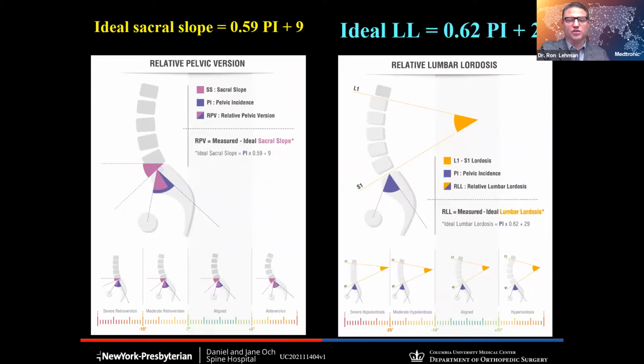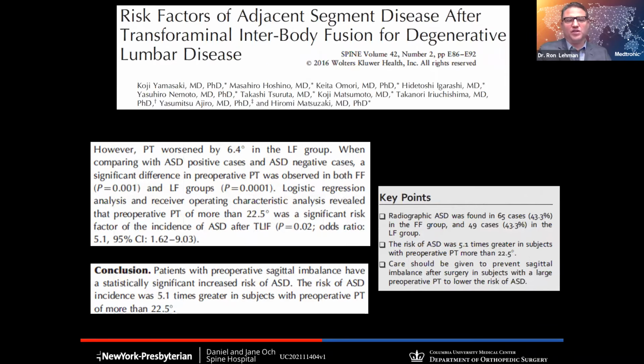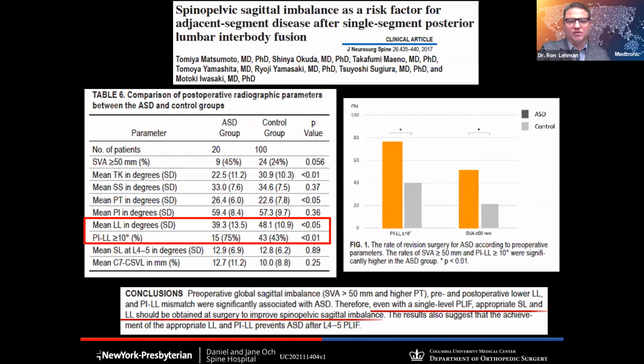In addition, sacral slope and ideal lumbar lordosis are a little bit different, but once again, they really are predicated upon what the pelvic incidence is and how high or low it is comparatively. So what about adjacent segment degeneration? Like we talked about now, we have a lot of studies that show us even for a 1-level TLIF, the risk of ASD can be 5 times higher if you don't achieve preoperative pelvic tilt of more than 22 degrees. And this has been found in other studies as well, I think, which really sort of highlights this. In some studies, it's shown 9 times higher risk of ASD if you don't achieve lordosis in a 1-level case.